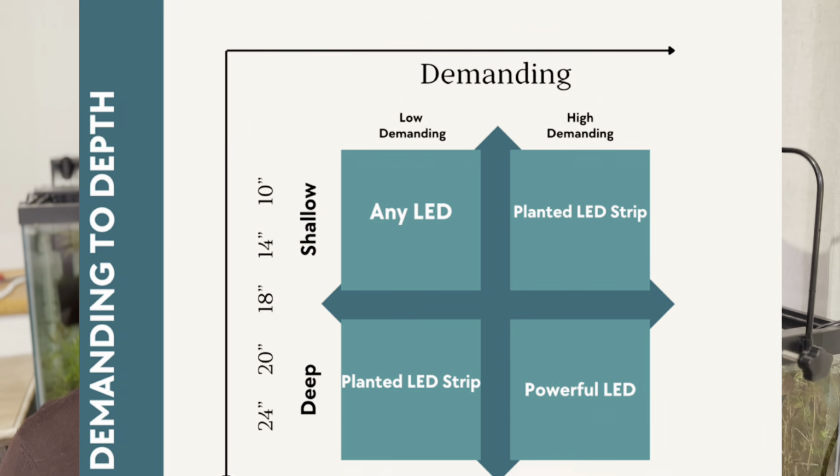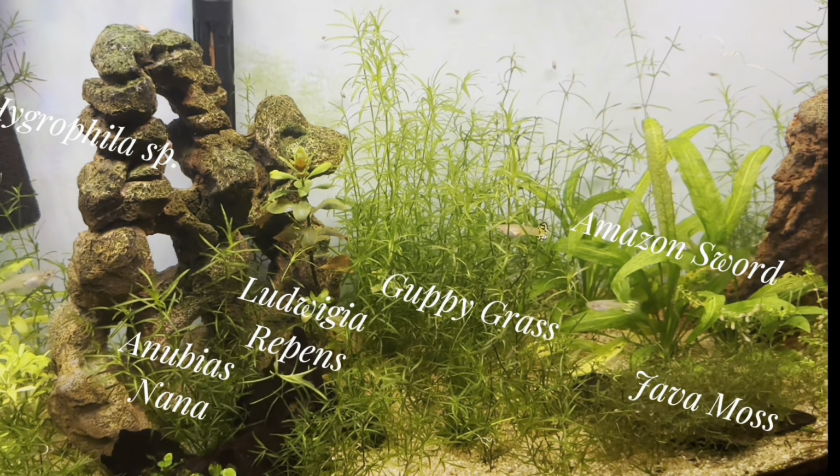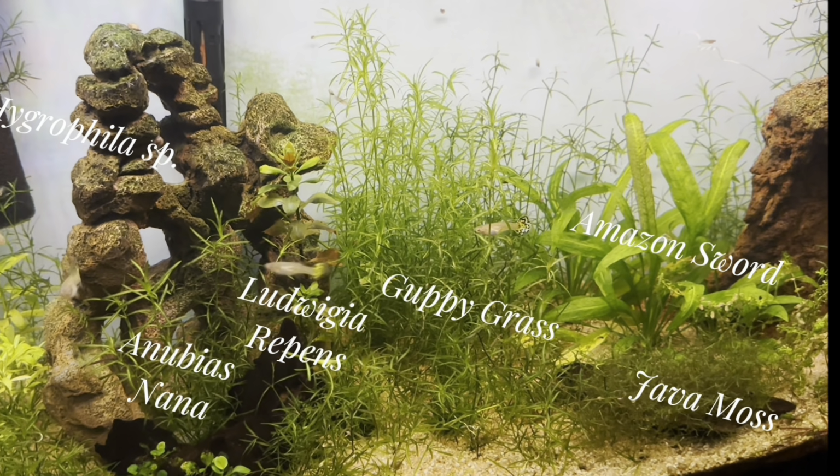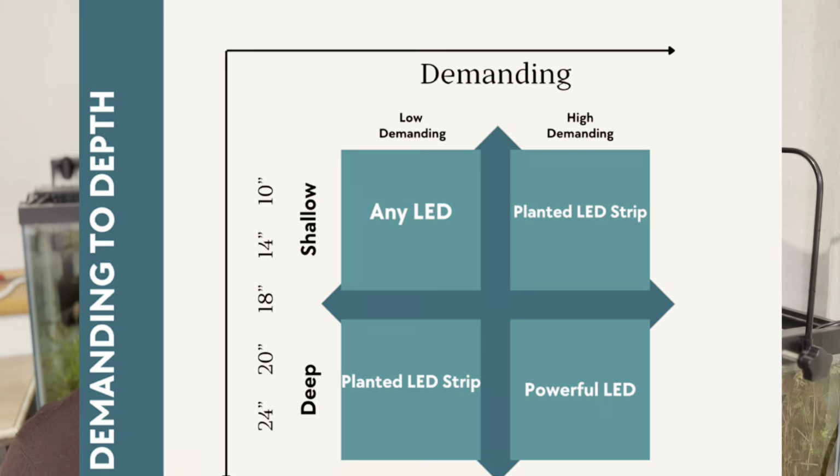If you're trying to grow low light demanding plants and you have a shallow aquarium, any LED will produce enough PAR for these plants. If you're trying to grow low light demanding plants but you have a deeper tank, you're going to want an LED that says planted in the name of the light. So that's like a Hygger planted.